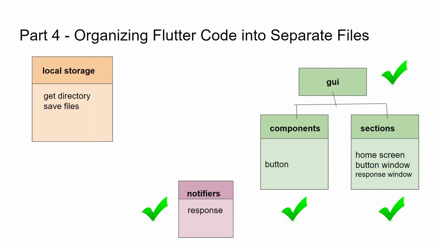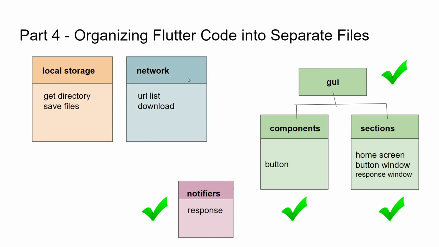The next grouping of code that we're going to work on is the local storage, where we're going to find out how to grab the folder's location on your Windows computer. Specifically, we're going to look for the pictures directory. In the future, we'll deal with the network, how to grab the images from the network or the camera, download them, and then save them to the pictures directory.